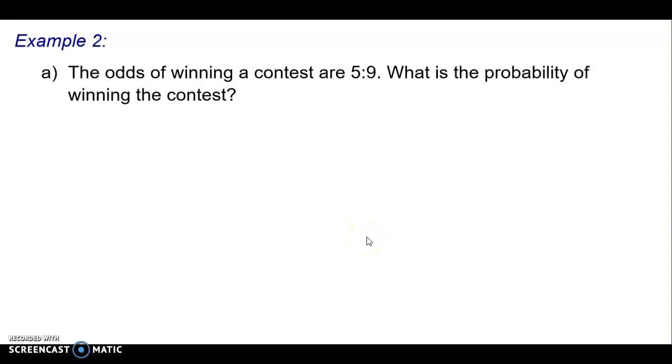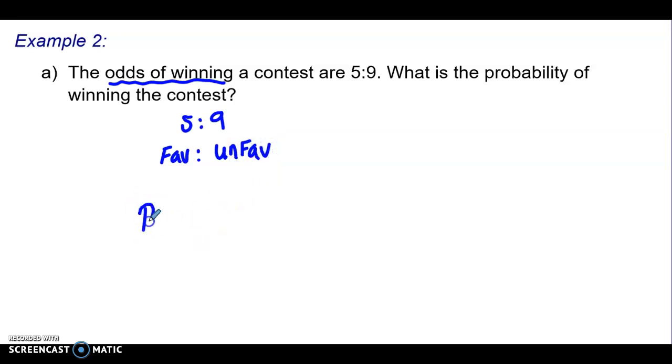Section 3132, Example 2. A. The odds of winning a contest are 5 to 9. What is the probability of winning the contest? So we are given 5 to 9 as the odds of winning. That means we have a ratio comparing our favorable outcomes to our unfavorable outcomes.